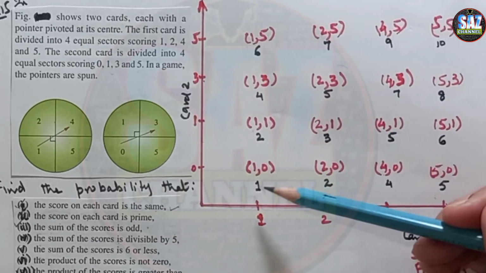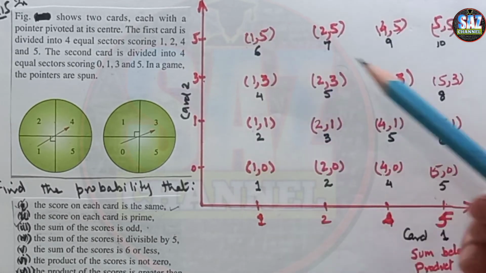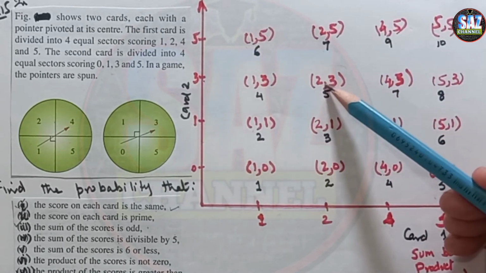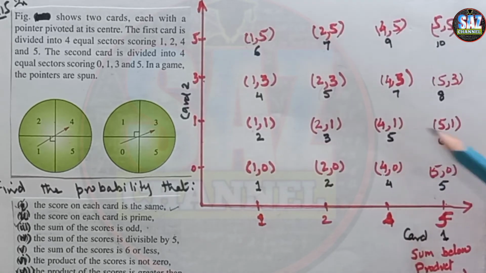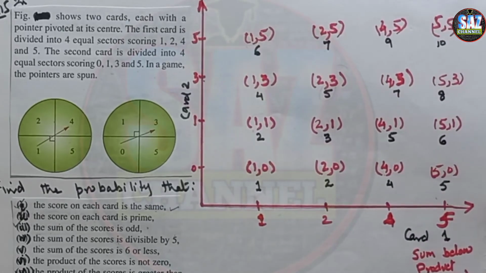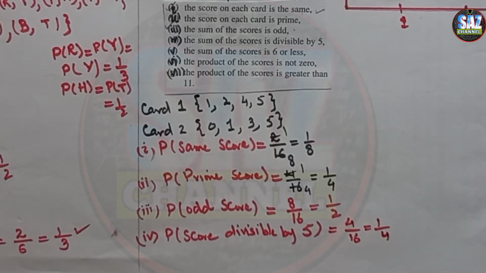Look here, we are getting numbers like 4 and 2, which are not divisible by 5. 2, 3 and 7 are also not divisible by 5. 5 is the number which is divisible by 5. Then again 5, then 5 three times, and 10. So there are 4 chances: 4 by 16 or 1 by 4. I hope you are clear about these problems.